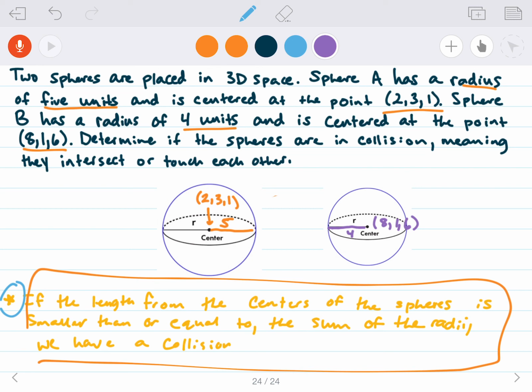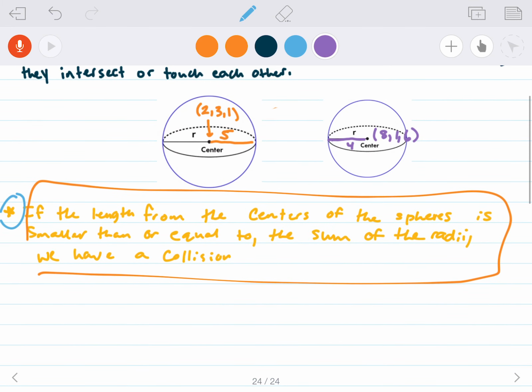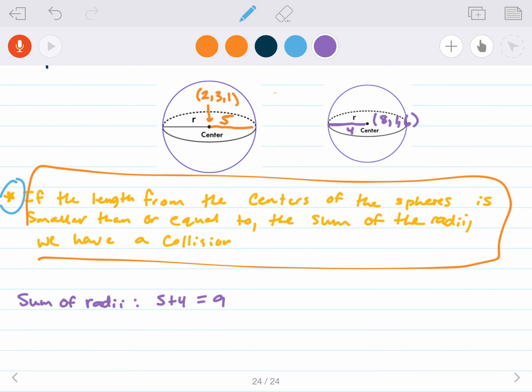So here are our two spheres. We have the centers, we have the radii, and we want to know: is the length between the centers smaller than or equal to the sum of the radii? Well, the sum of the radii is going to be 5 plus 4, which is equal to 9. Now we need to know what the length from center to center is. That's what we want to see next. So we want the distance from 2, 3, 1 to 8, 1, 6. This is just the length, right?